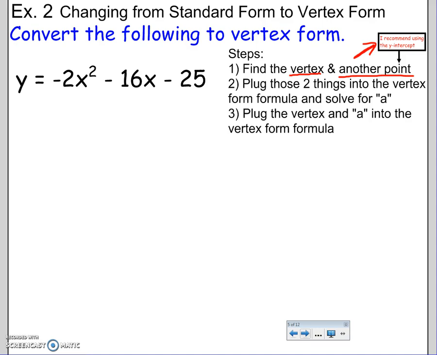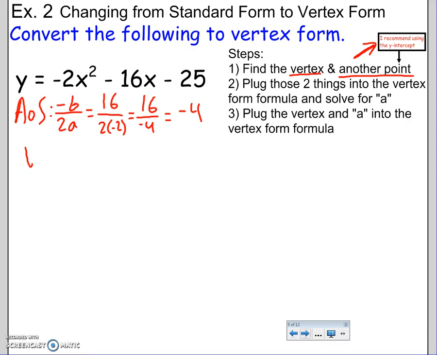So to find the vertex, you have to do axis of symmetry. So AOS is -b over 2a. So positive 16 over 2 times -2. That's 16 over -4, which is -4. Once you have the axis of symmetry, remember that's the x part of your vertex. You have to plug that in. So remember, plug in AOS. So what I mean is, wherever x is in the original problem, you put -4 there. Make sure you use parentheses.